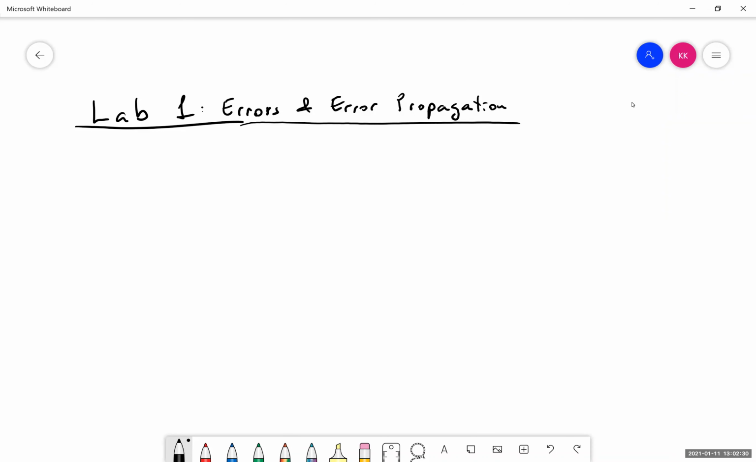All right, everyone. So this is lab one, errors and error propagation. We're going to talk about data analysis and how to approach experimental data, what types of experimental errors there are, and the error propagation techniques that we can use to represent our data at the end of the experiment.